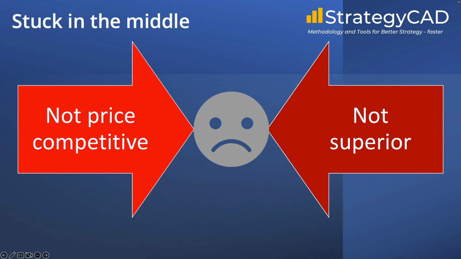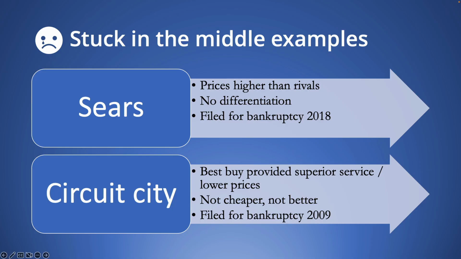What about some examples? Arby's faced the dilemma of being stuck in the middle and are currently working their way out of that. Sears, who were once famous for the great Sears catalog, ultimately failed to control their costs. They had no differentiation, their prices were higher, and they filed for bankruptcy. Circuit City, who were oddly enough featured, at one stage, in Jim Collins's book Good to Great, must have taken their eye off the ball. Best Buy were providing superior service and had lower prices. So Circuit City were not cheaper, they were not better, and filed for bankruptcy in 2009.